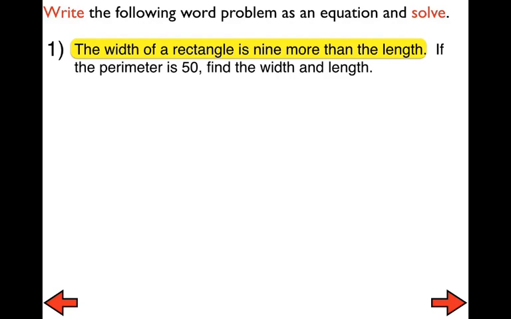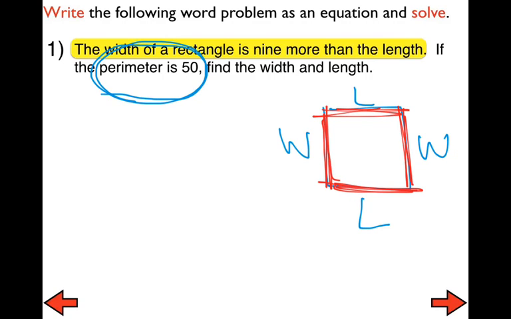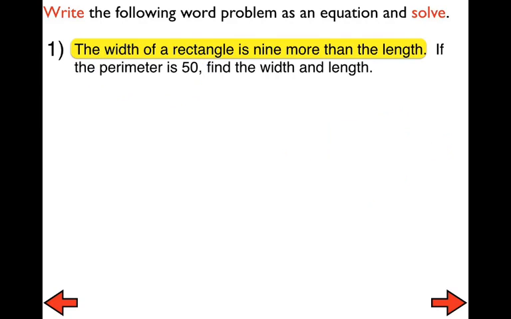And we also need to remember that what we're trying to do here is find the perimeter of a rectangle. And when you're finding the perimeter, you have two widths and two lengths. And to find the perimeter of any shape, we need to add up all the sides. So we'll be adding up two widths and two lengths. And that is the key to setting this problem up.